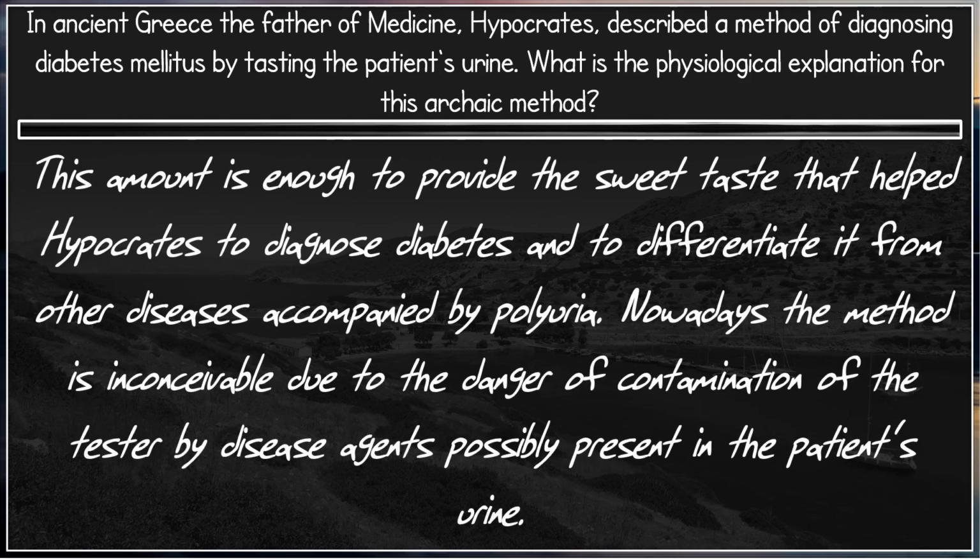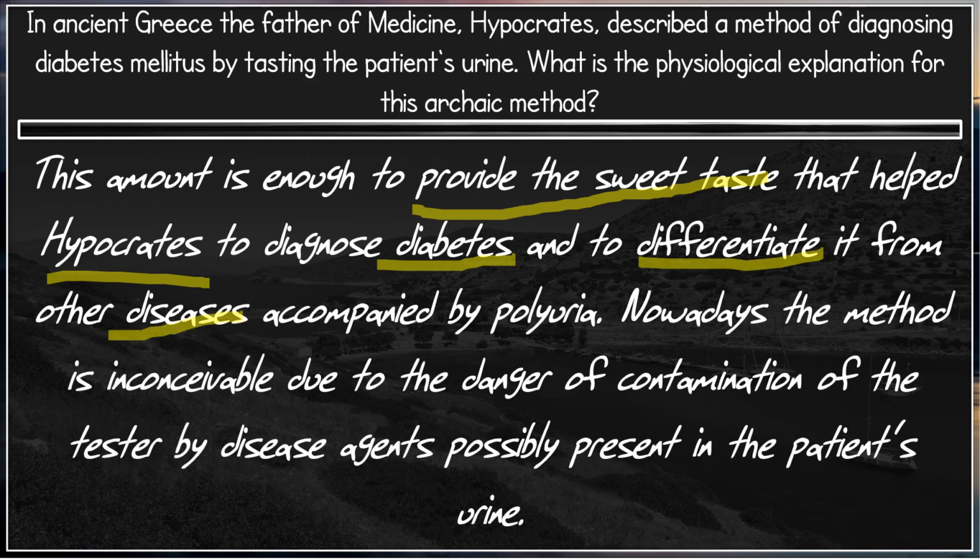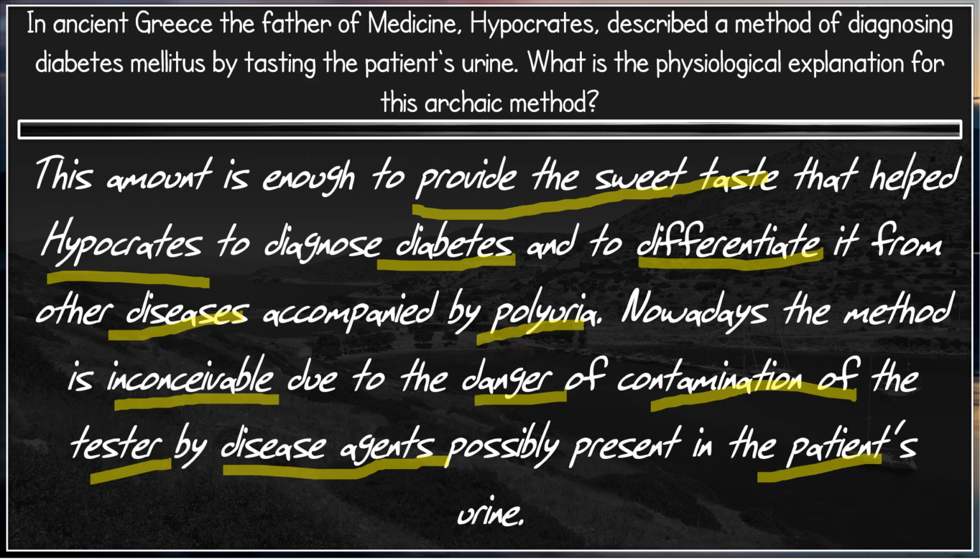This amount is enough to provide a sweet taste that helped Hippocrates diagnose diabetes and differentiate it from other diseases accompanied by polyuria. Nowadays, the method is inconceivable due to the danger of contamination of the tester by the disease agents possibly present in the patient's urine.